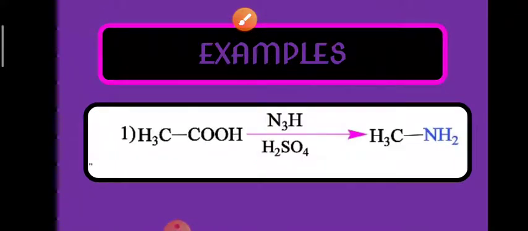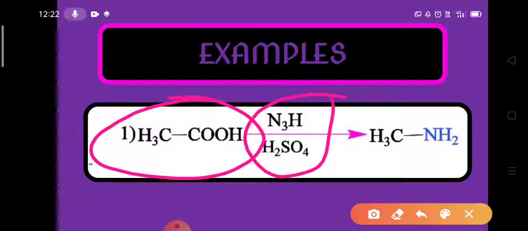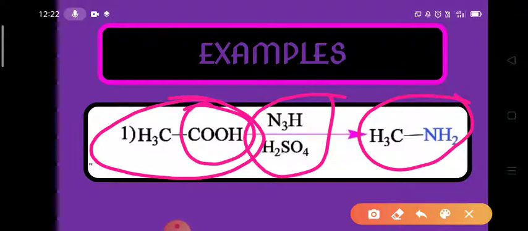Now we go for some examples for the Schmidt reaction. Here, this is a formula of the acetic acid. When acetic acid is treated with the hydrazoic acid in the presence of sulfuric acid, we get the methylamine. As already we have discussed, the product can be easily written by replacing the COOH with a NH2 group.